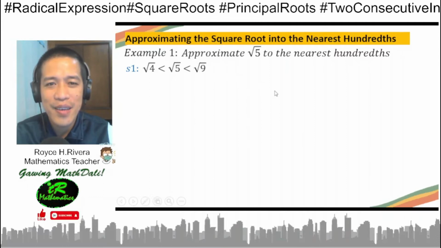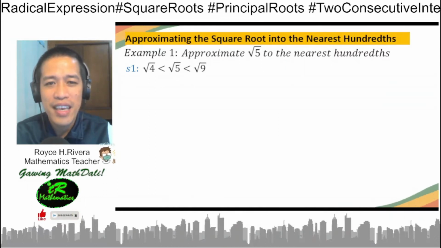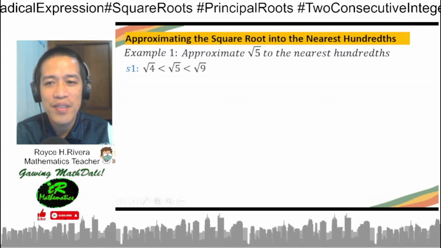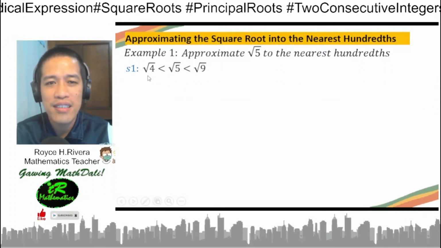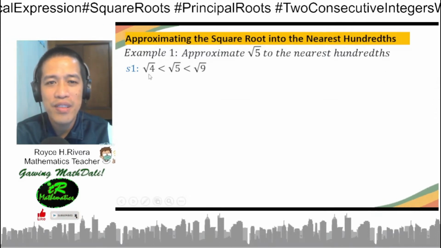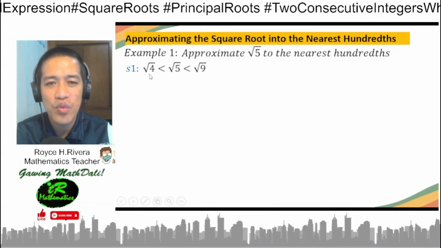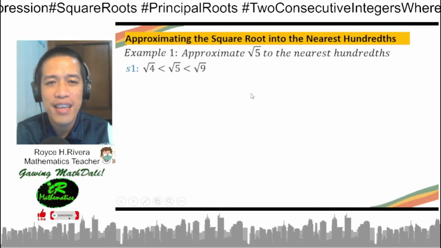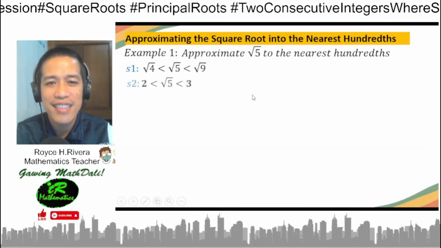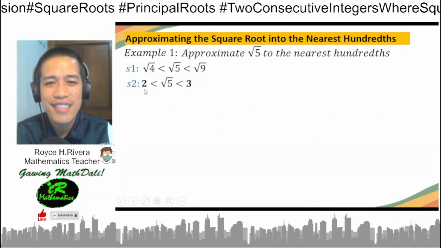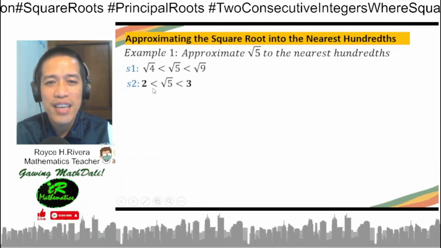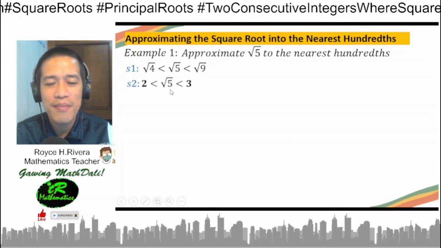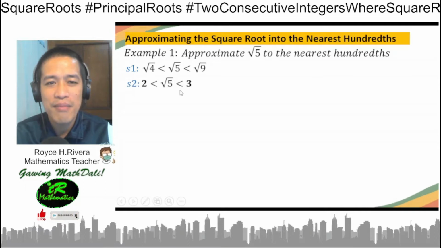Gawin natin ngayon ang step number 2. Extract the principal root of the two perfect squares. The principal root of square root of 4 is 2 and the principal root of square root of 9 is 3. So we will have 2 less than square root of 5, square root of 5 less than 3.